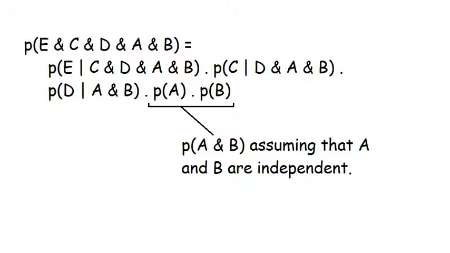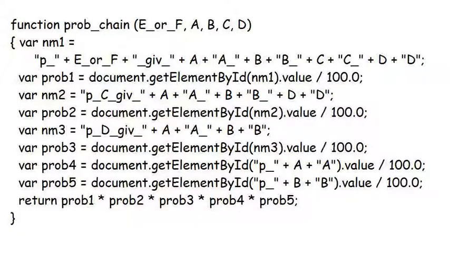Whether your car is shonky doesn't depend on whether you've had a drink or not, and vice versa. We can find the probability of A and B both happening simply by multiplying the probability of A by the probability of B, which of course we already have. Here's the JavaScript for that equation.